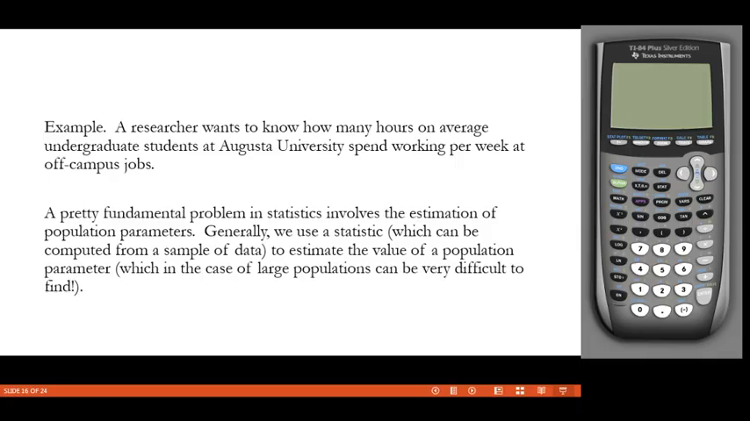And one other thing you should remember is in statistics, a very fundamental problem is how to actually estimate the value of a population parameter. As we indicated, doing so in this problem would be very difficult because you would have to track down all 8,000 Augusta University students and somehow figure out how many hours per week they spend working. That's going to be extremely difficult to do. And so what we use in general is we would use a statistic or a figure from a sample to try to estimate what the value of that population parameter is. And the typical idea is we typically use a statistic to estimate the value of a parameter.